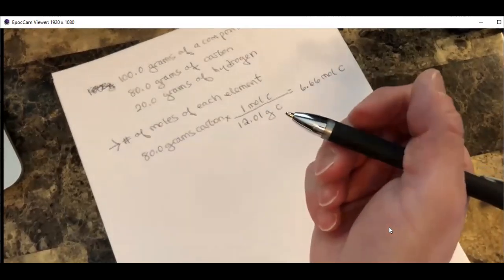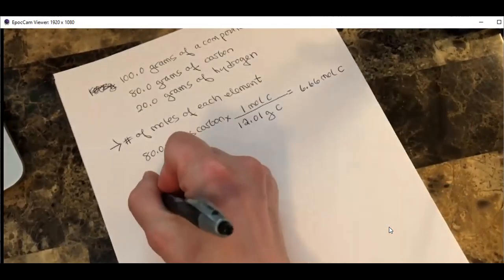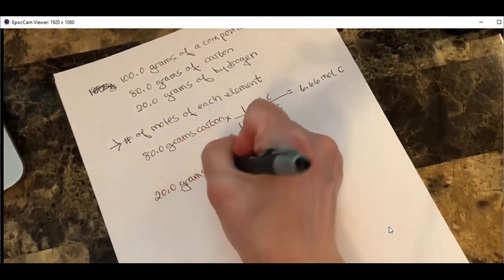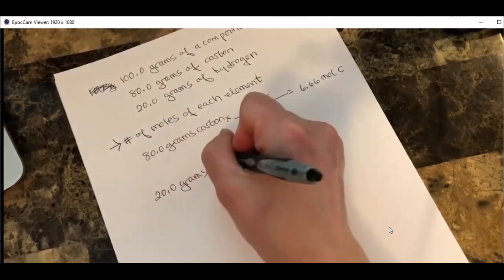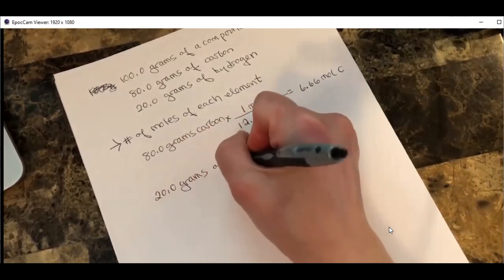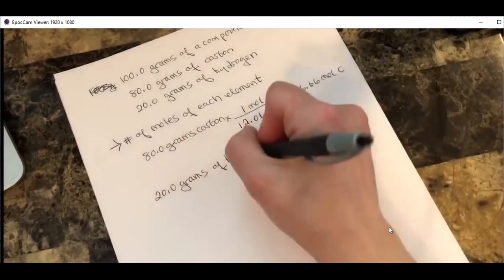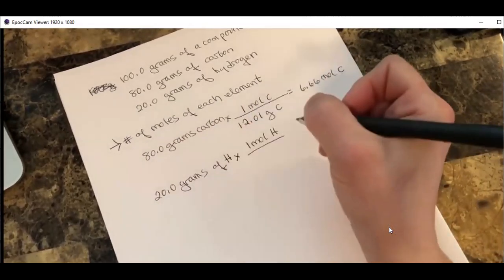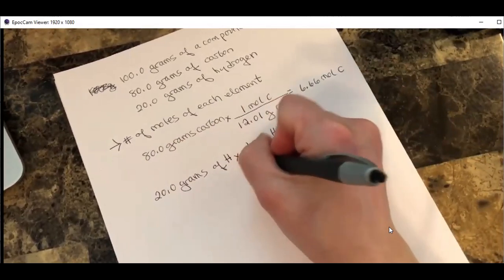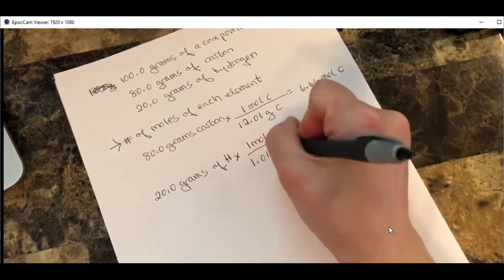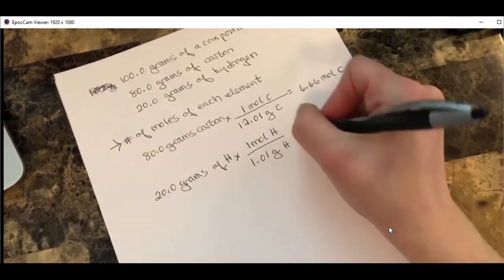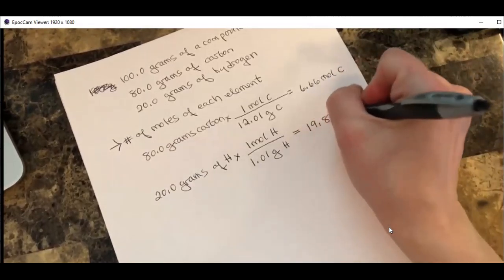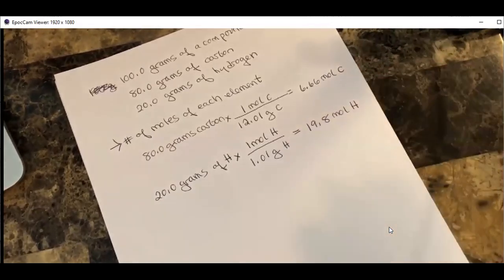The other one we have to work on is hydrogen. So if we have 20.0 grams of hydrogen times, we want to get to moles, so we're going to times it by 1 mole of hydrogen, and the molar mass from the periodic table is 1.01 grams of hydrogen per 1 mole. This is going to give us 19.8 moles of hydrogen. Okay?